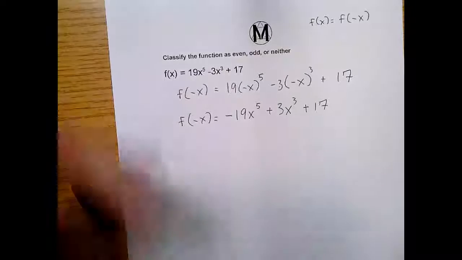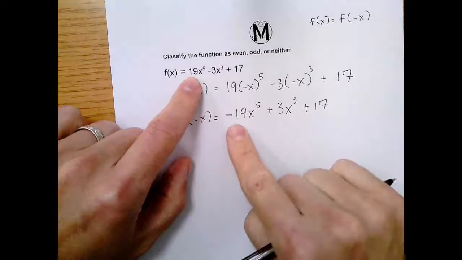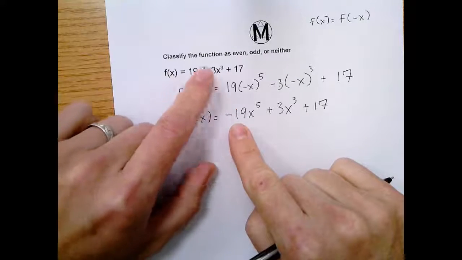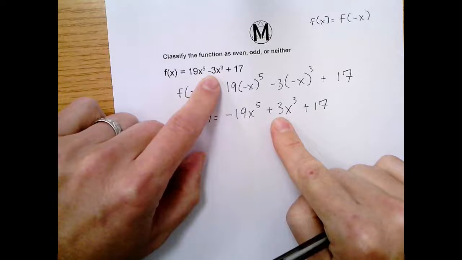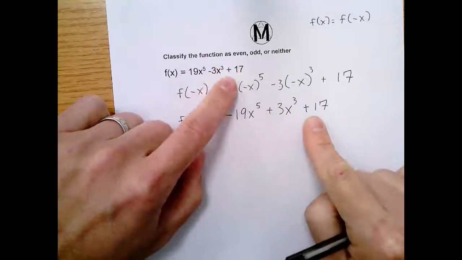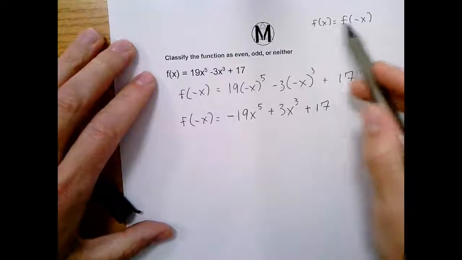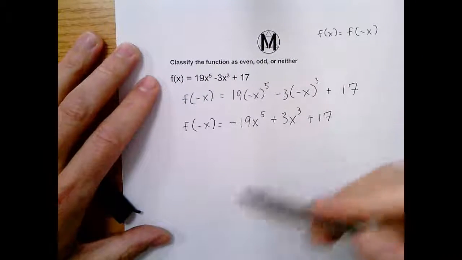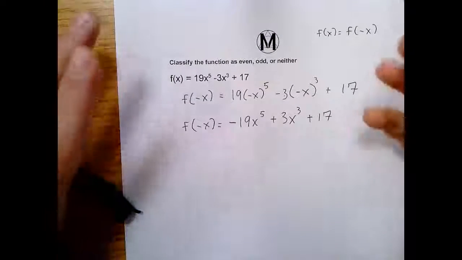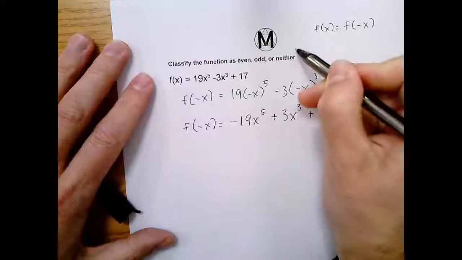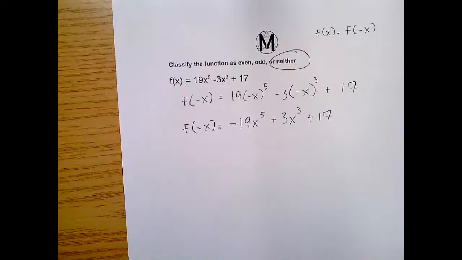So now let's go back and check what we just said. This was positive 19, now it is negative 19. Ooh, it changed. This was negative 3, now it's positive 3. Ooh, it changed. We're on the pathway for odd. But then we have 17 and 17. Nothing changed. So remember, if it were exactly the same, it would be even. If everything had changed, right, then it would be odd. And because it's just a mix, we would say it is neither. And there you go. That is your answer.